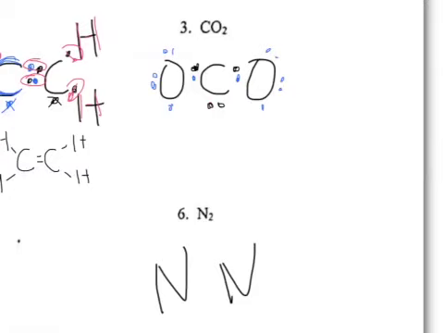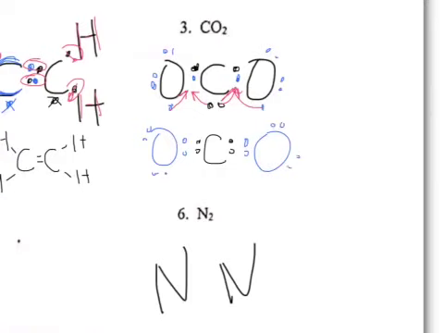So if we were to bring this in to form a bond with this electron, and this electron to form a bond with this electron, we would end up with carbon sharing 2 each with the oxygens, and each oxygen sharing 2, and then having 2 lone pairs. We have a double bond between each of the carbon and oxygens.